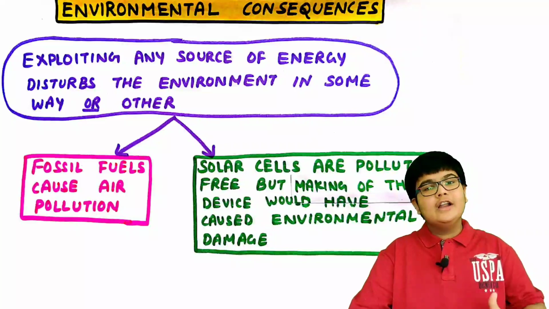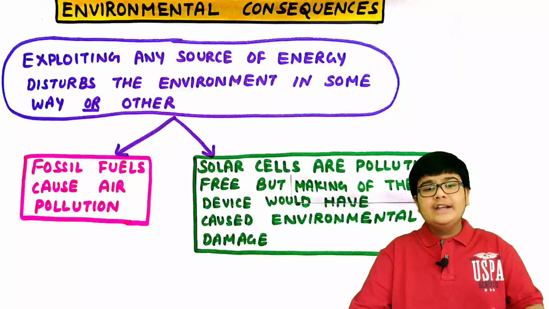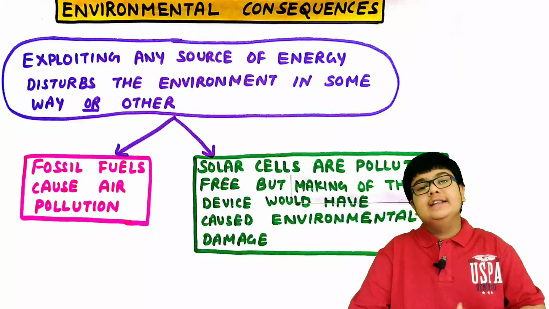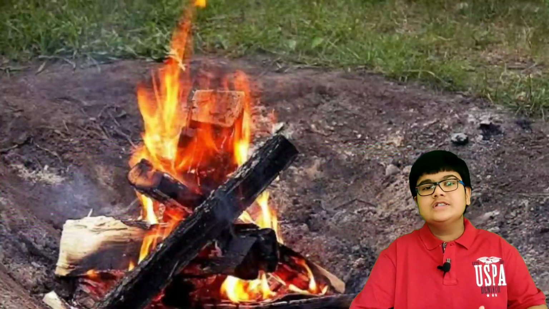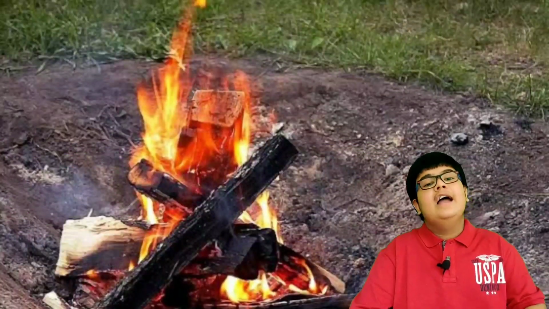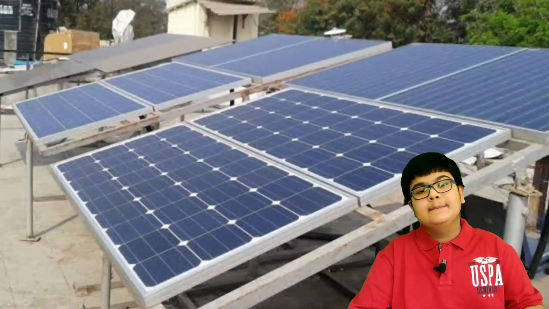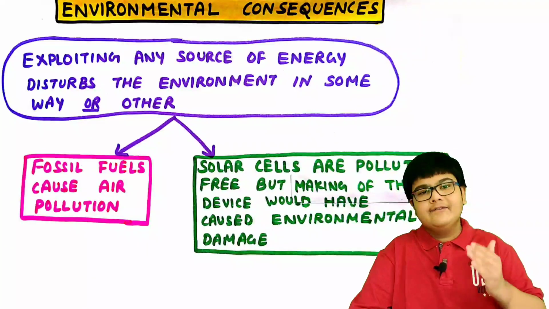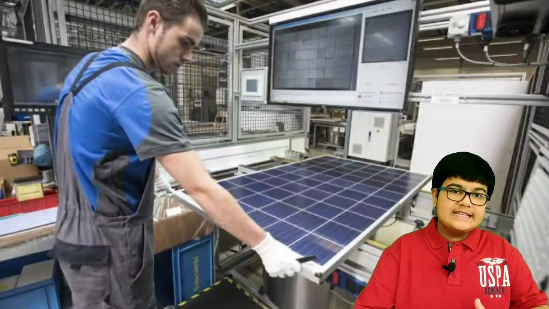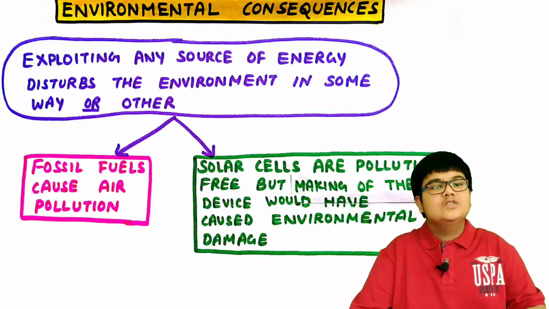Now, let us see the environmental consequences of using these energy sources. Exploiting any source of energy disturbs the environment in some way or the other. For example, fossil fuels directly cause air pollution on burning, and some sources such as solar energy do not cause pollution directly. But the making of the solar cells results in environmental damage. The processes and the factories in which these solar cells are made obviously cause some pollution. So in this way, we cannot say that any fuel is completely clean fuel.